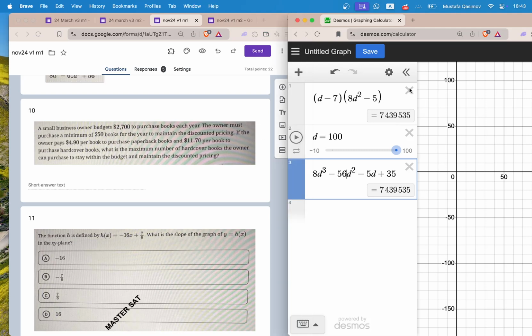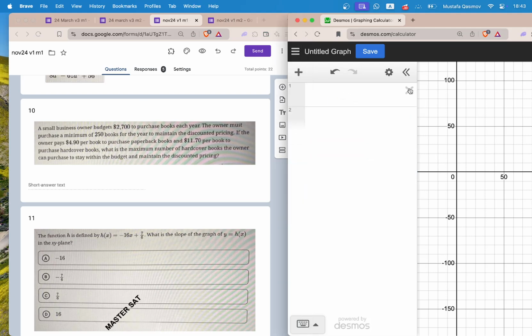For 10, it is related to a system of equations. A small business owner budgets $2,700. It means that we have a total of $2,700. So we can say it like that. We can put this sign here: smaller than or equal to 2,700. We have a minimum of 250 books. It will be like this.